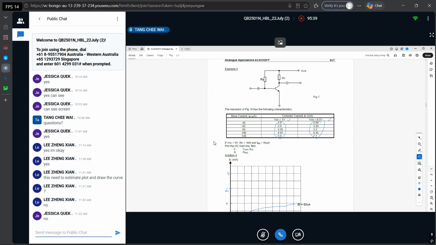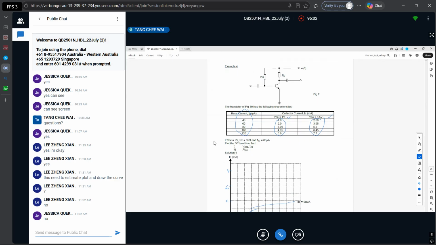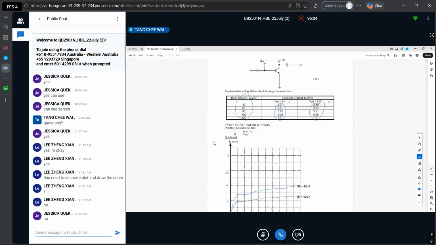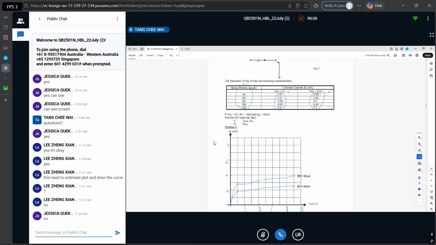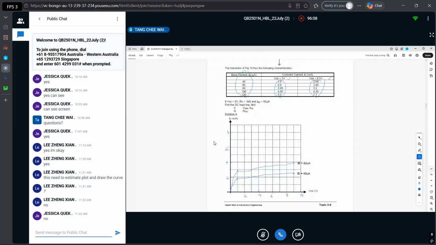Okay, all these are IB, base current. This one you don't need to plot. You just write on the side which curve they belong to. So when you plot, you only look at the voltage and IC, the collector current and the voltage across collector and emitter, VCE. Okay? All right, so move on. What is given to you? Important, VCC is 9 volts.